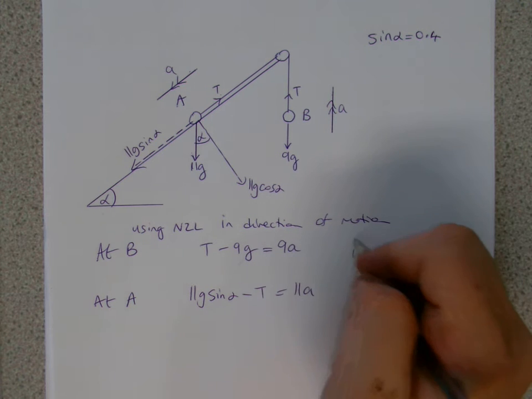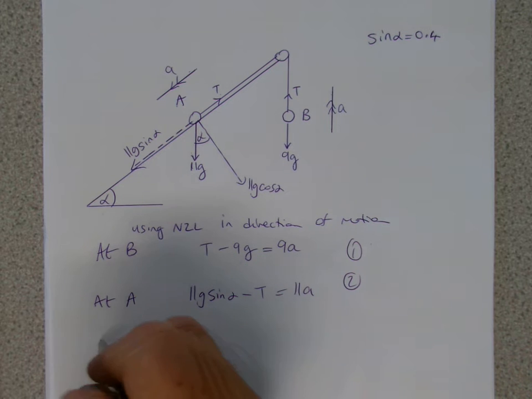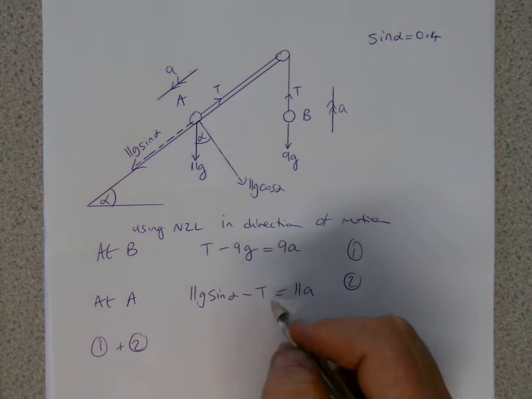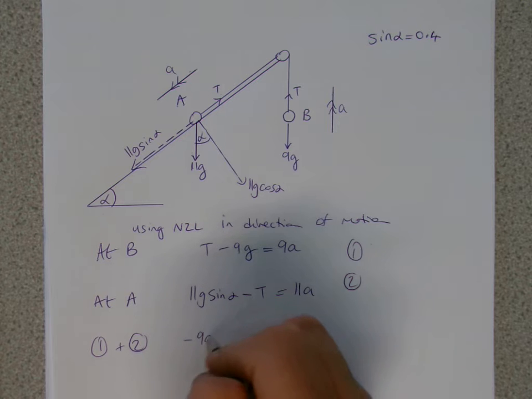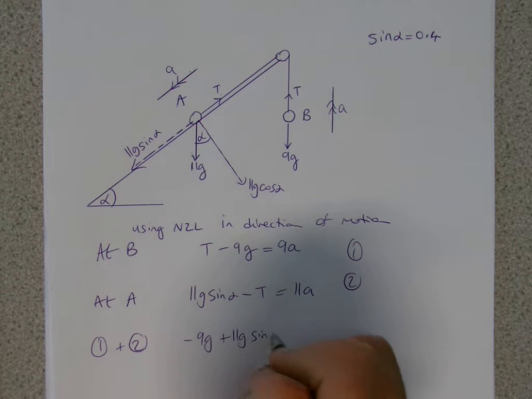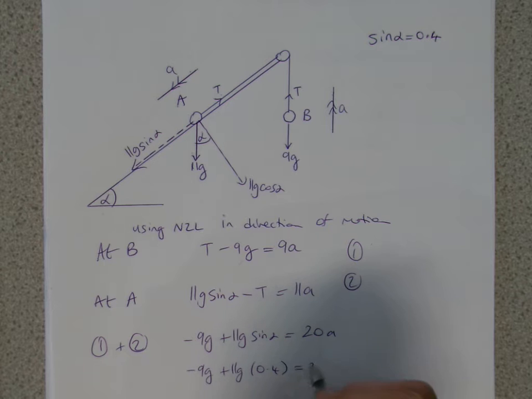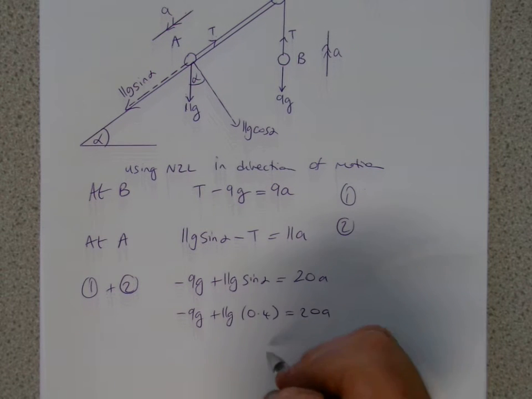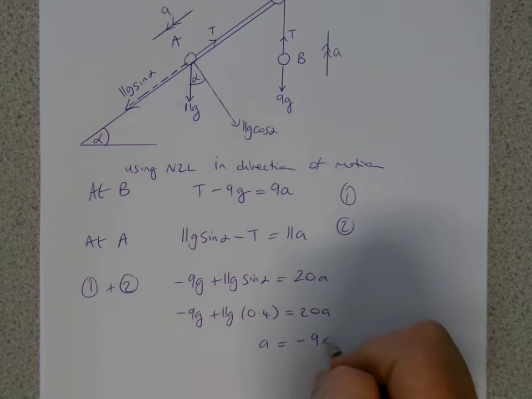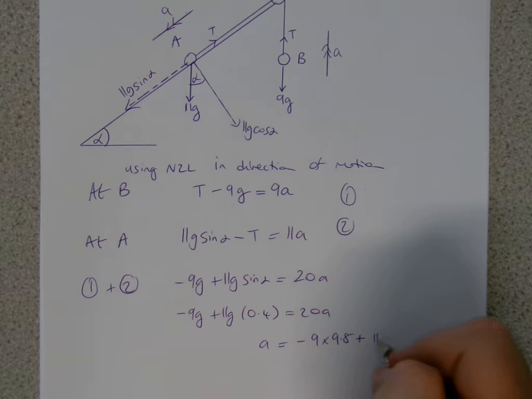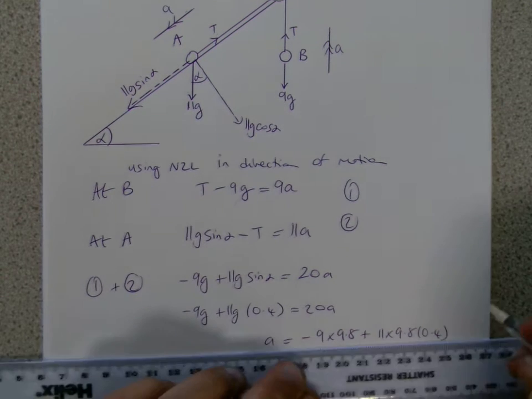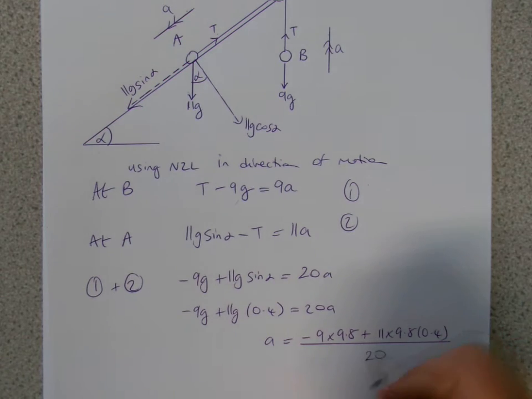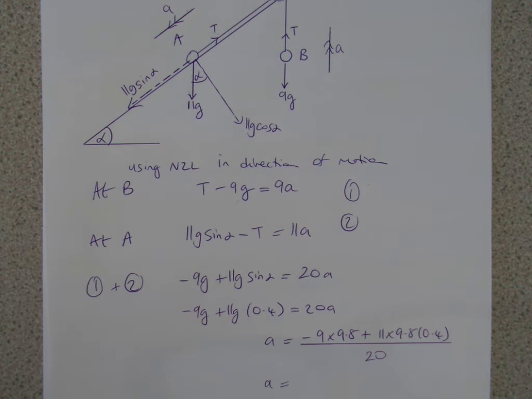Then I can add equations 1 and 2, and the T and minus T cancel. You'll have minus 9g plus 11g sine alpha equals 20a. Now, you know that sine alpha is 0.4, so to get a, you do minus 9 times 9.8, plus 11 times 9.8 times 0.4, all divided by 20. So you can get your acceleration out.